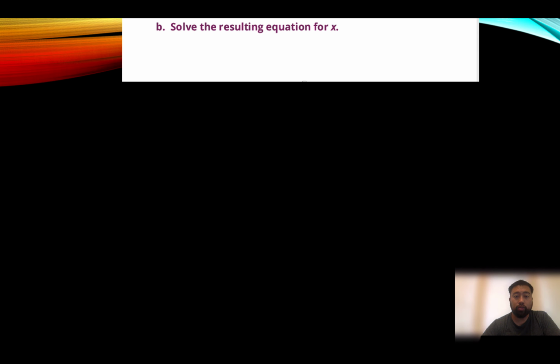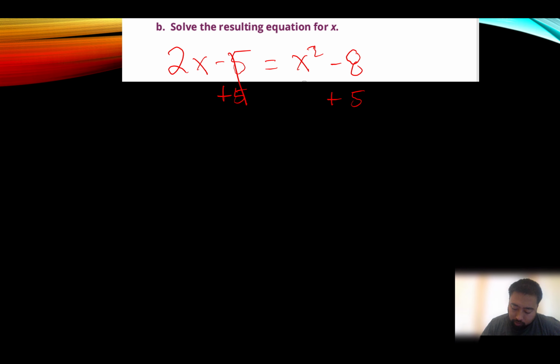All right, on the last equation that we got, 2x minus 5 equals x squared minus 8. It says we want to solve for x. So how do we do that? We are going to move everything over. I'm going to add 5 on this side, add 5 on that side. You got 2x left equals x squared minus 3.